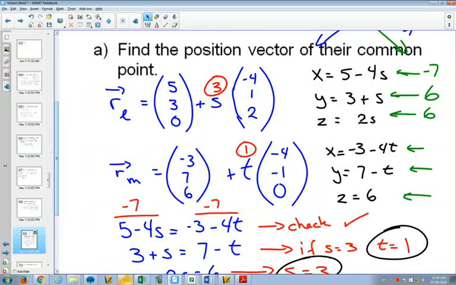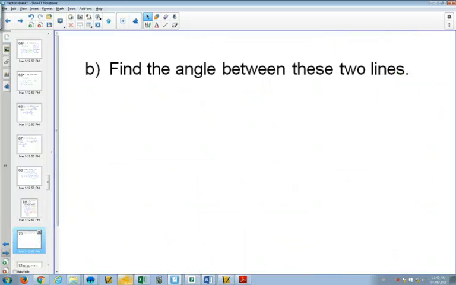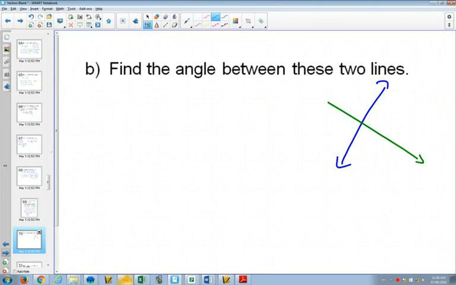So once you've verified that s and t work for both of them, because again, sometimes you'll solve for s and t and it will work for 2 equations, but it won't work for that third one. So these two vectors in 3 dimensions crossed at the point P. What is the angle between them?